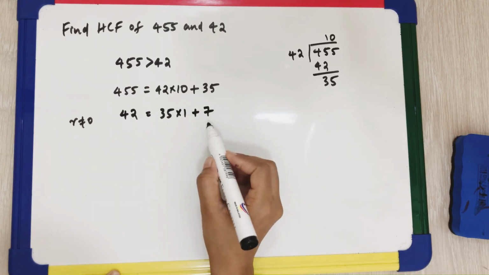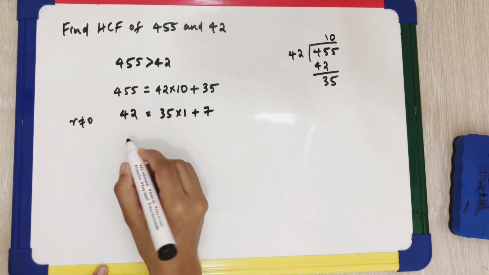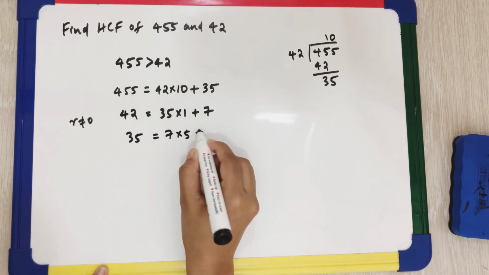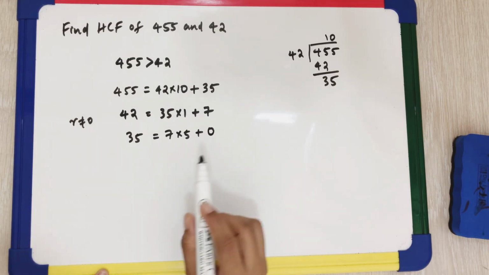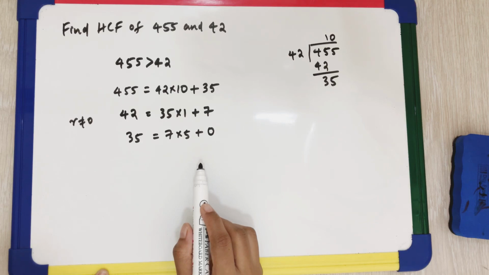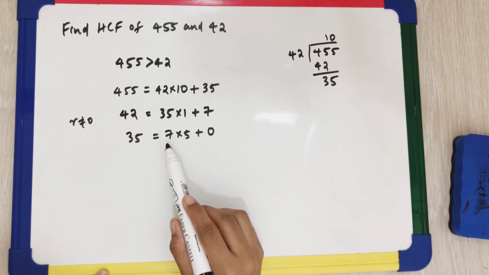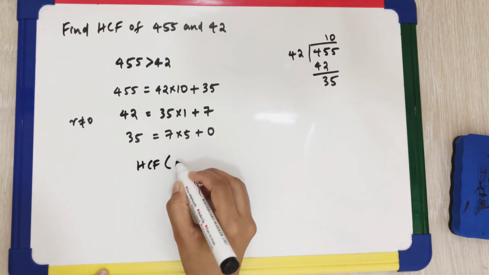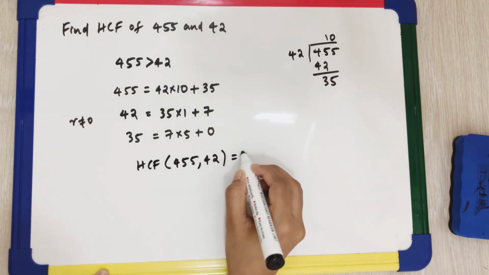Again the remainder is non-zero, so again apply Euclid's division lemma. Then we get 35 is equal to 7 into 5 plus 0. Here the remainder is 0. Therefore, by the division algorithm, HCF of 455 and 42 is the divisor at this stage, that is 7. Therefore, HCF of 455 and 42 is equal to 7.